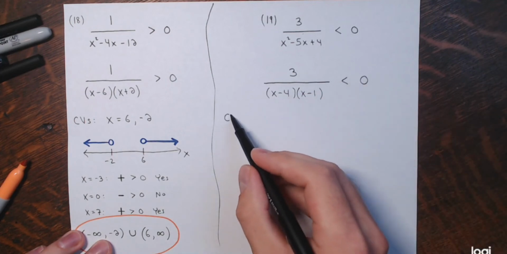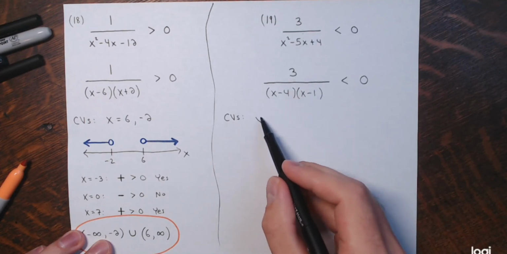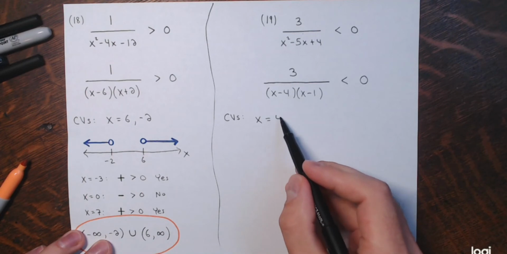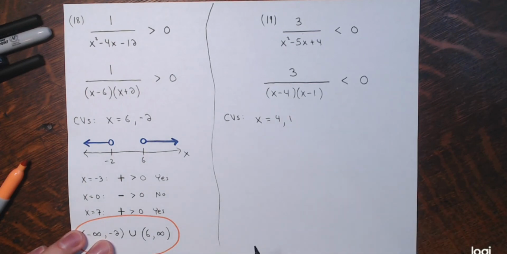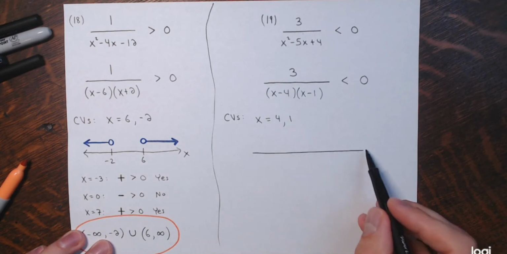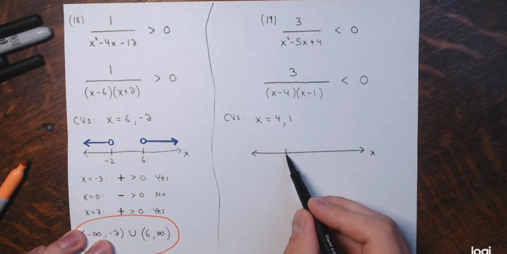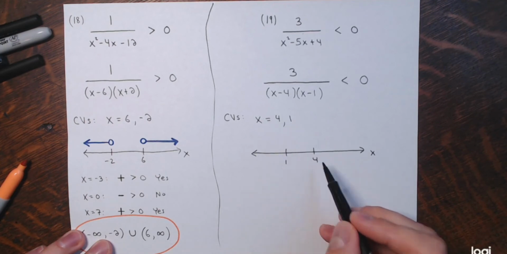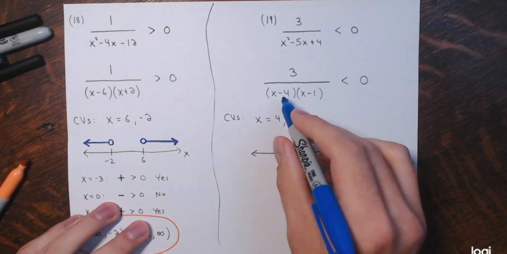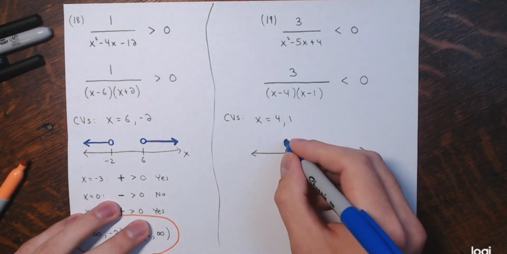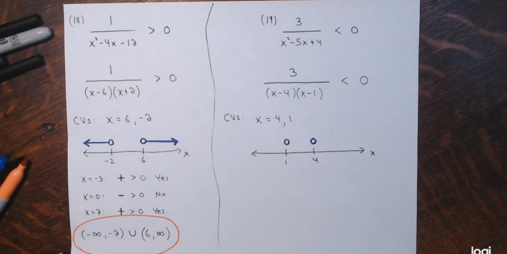Alright, the critical values. Now nothing makes the numerator 0, it's always 3. But the value of 4 and also the value of 1 make the denominator 0. Mark these on a number line. 1 would be to the left of 4. And neither one of these is a solution of the inequality because they make the denominator 0. You can't do that. That's undefined. So I put open points above those.